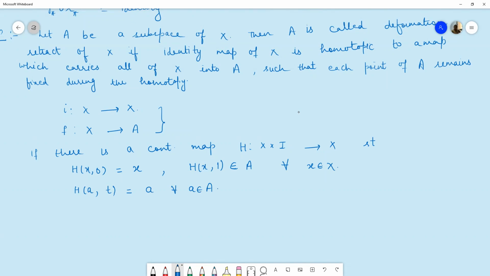So if we can prove that there is a continuous map from X cross I to X such that Hx0 is x, Hx1 belongs to A for every x in X, and H of a,t is equal to a for every a in A, then we say that A is the deformation retract of X. And in this case, we will say H is a deformation retraction of X onto A.